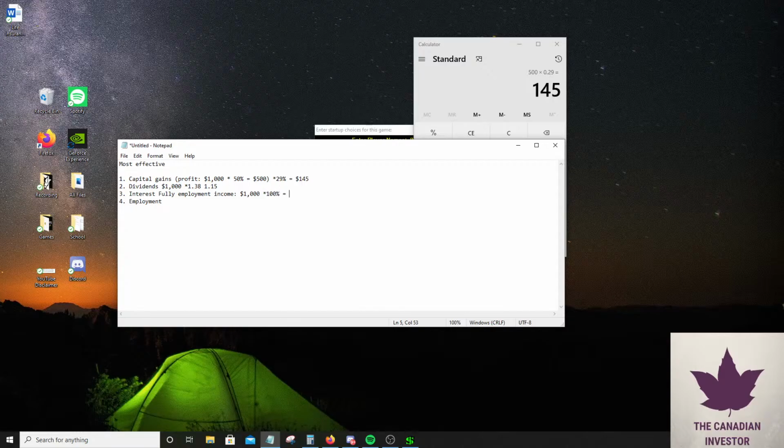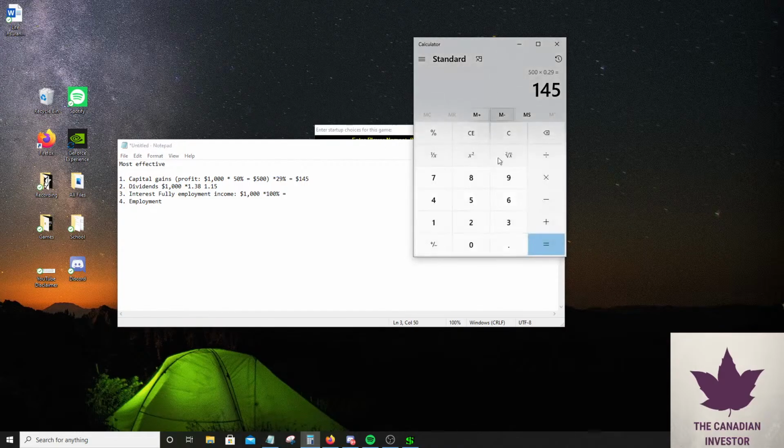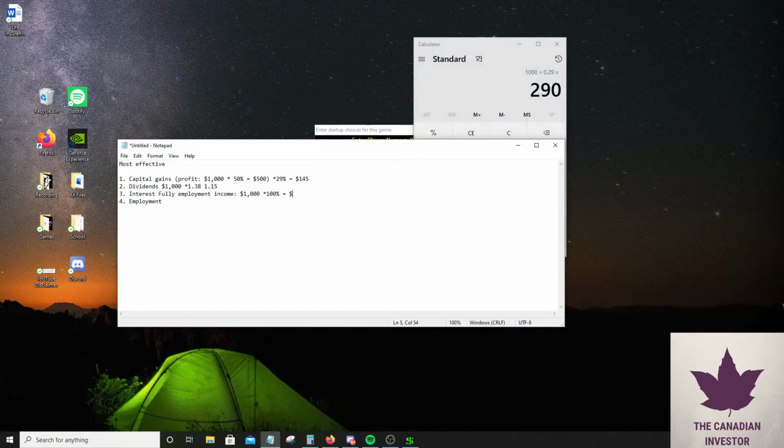So if we're assuming the 29% tax bracket, and I'm not 100% sure this is correct, it'll be $1,000 times 0.29. So we'll have to pay $290 of that $1,000. Dividends are somewhere in the middle. Capital gains are most efficient. Interest is the least efficient. And employment is pretty bad too. So I would consider interest and employment not as good.